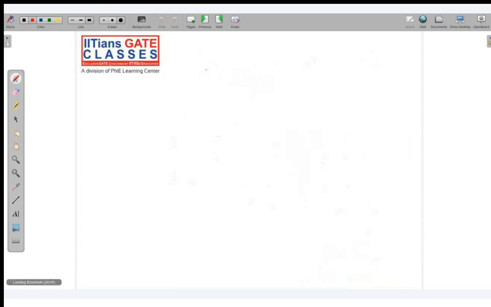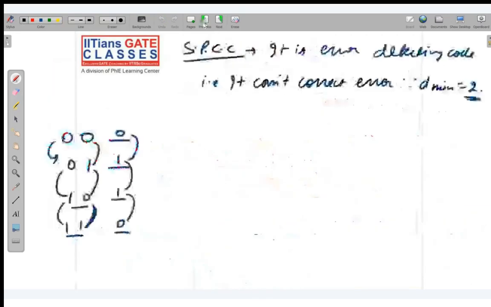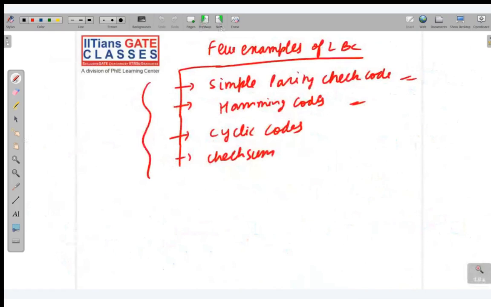So now this is all about Hamming codes. Simple parity code is over, Hamming code is over. Next is cyclic code, so let me start that.